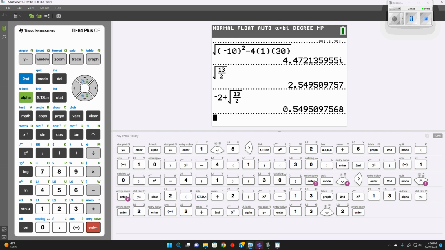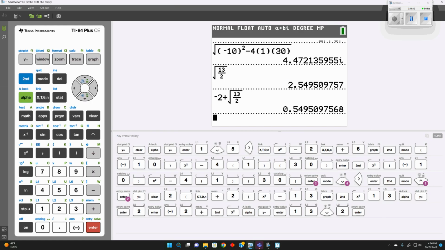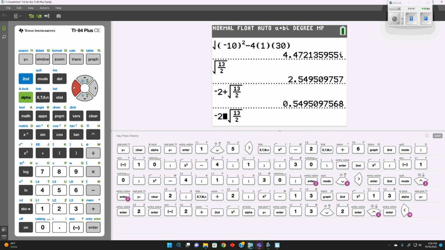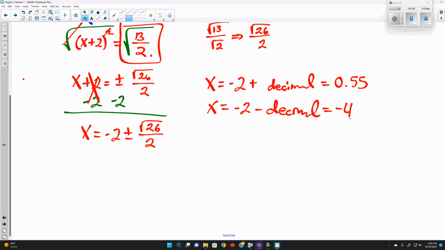And we would have had to put 0.5495 or 0.55. We'd also have had to do x is equal to -2 minus that decimal number, which is just taking this same thing minus, which is -4.55, and getting this here. I'd prefer this answer, but if you do turn it into a decimal, you're going to have to answer and simplify the whole thing.